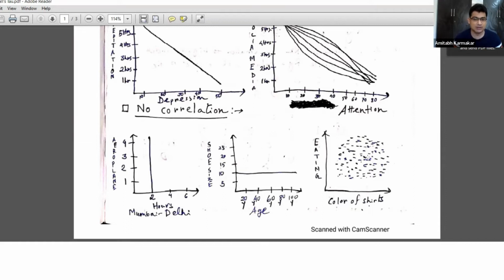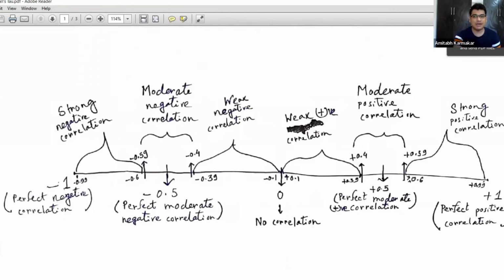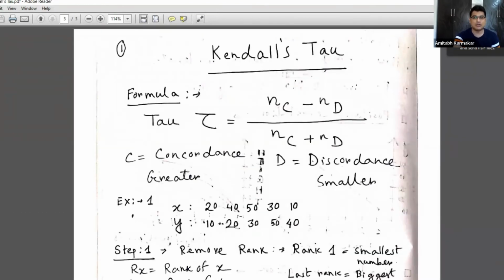Okay, fine, cool. So now let me take you through the Kendall-Stowe. So this is the formula. Please note it down. This is the formula. So Kendall-Stowe, this is tau. Tau is the symbol.